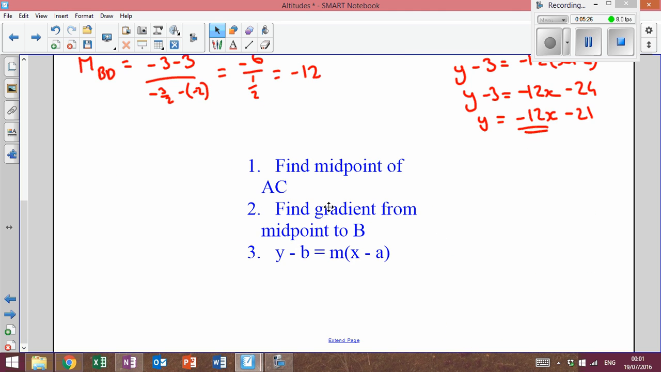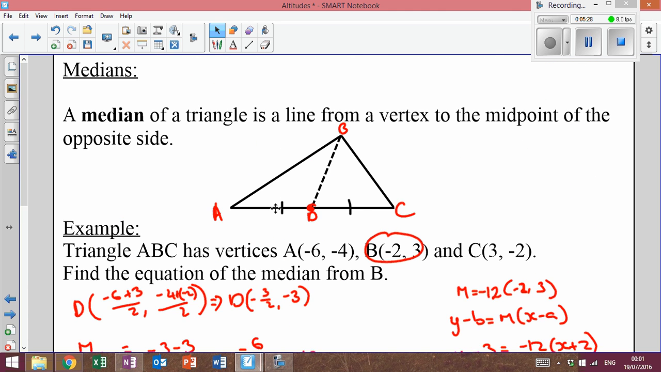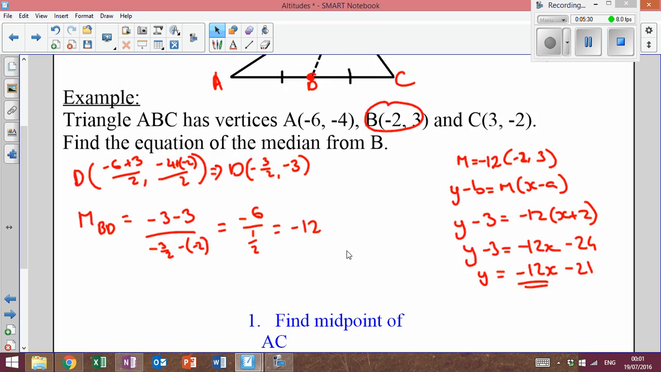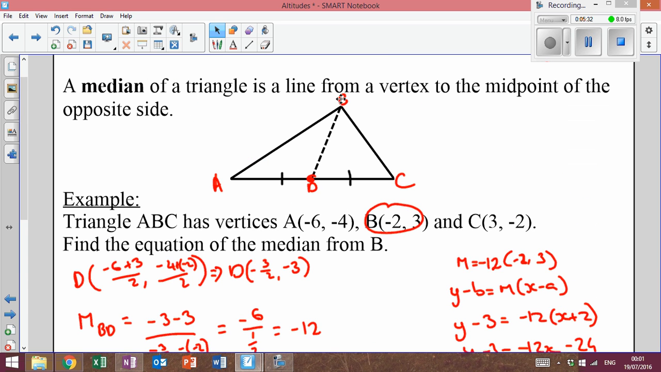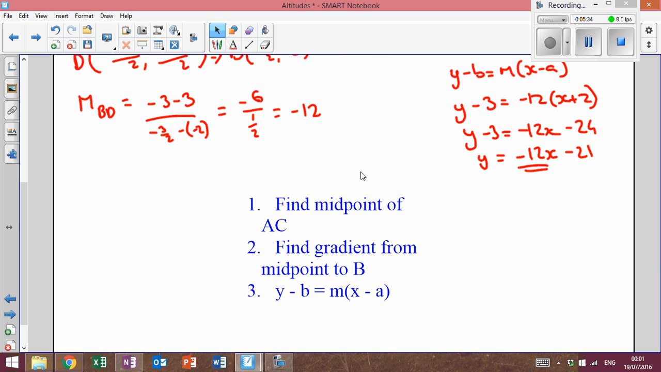Again, we've got a wee recipe here for you. Find the midpoint of AC, or find the midpoint of your opposite side. Find the gradient from that midpoint to the point we have, and then use your y minus b is equal to m times (x minus a).